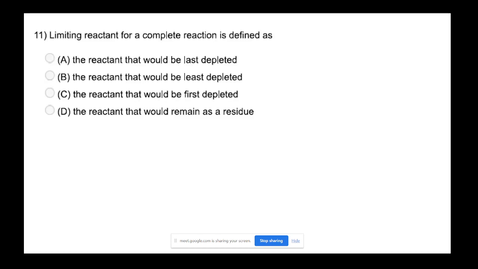Moving forward to the next question, limiting reagent for a complete reaction is defined as what? As I have explained in the lecture earlier, it is nothing but the reagent that gets depleted first, not last, not least, or which is remaining as residue. Those are false. So it is the first depleted reagent.